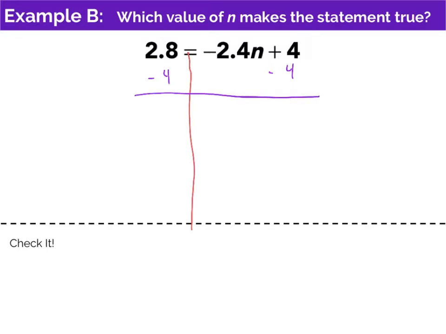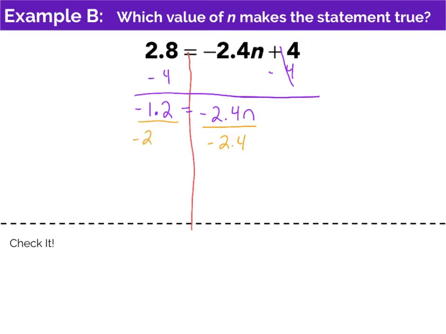Draw a line to separate my step. Positive 4 and negative 4 cancel each other out. Bring down the negative 2.4n, because I didn't do anything with that. 2.8 minus 4 is going to give me negative 1.2. So now I have just a one-step equation, and I've got to get rid of my coefficient. I've got multiplication there, so the inverse operation of multiplication is division. So I'm going to divide both sides by negative 2.4.